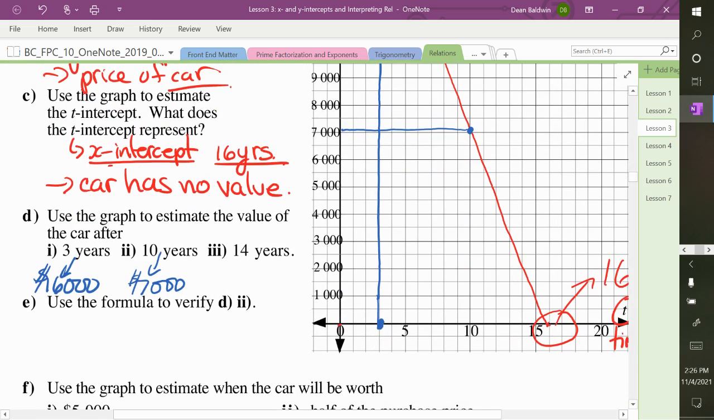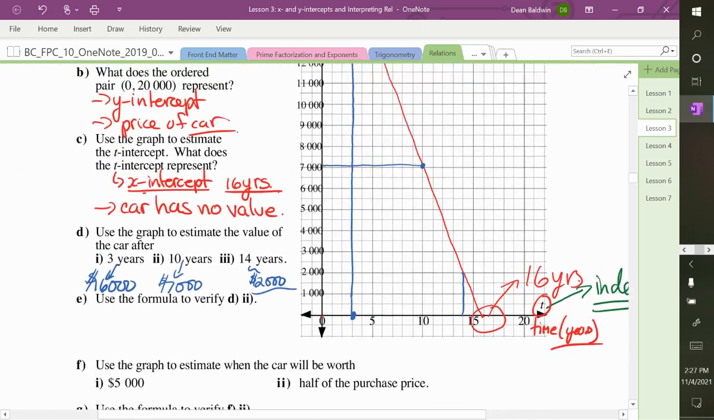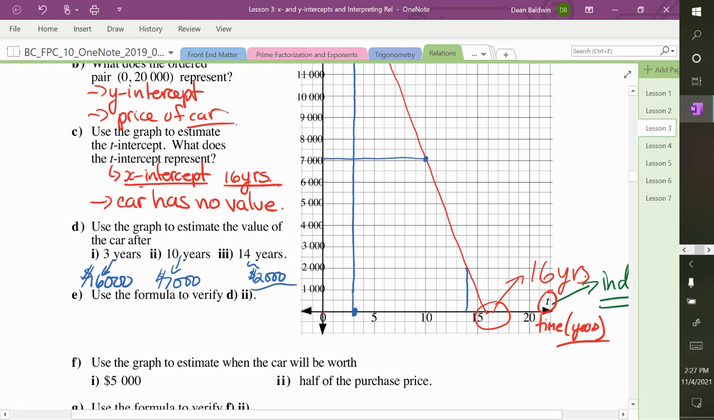How much is the car worth after 14 years? Approximately. Everybody's going to have a slightly different answer, because everybody draws the graph slightly differently. Okay, so 2,000. I got about $2,000. Now, we can use our formulas to check this. Doing it off the graph is not always the most accurate, especially if we draw it freehand, because everybody's going to have slightly different things.